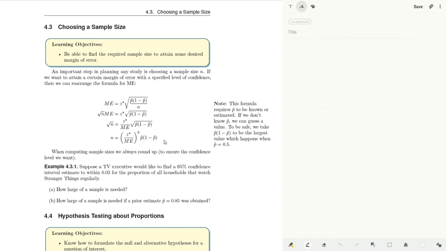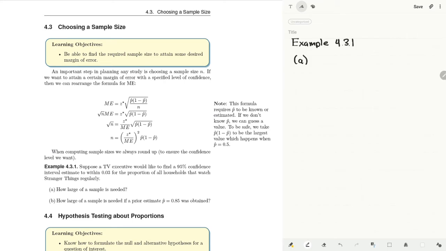Now this formula requires p hat to be known or estimated from a prior study. However, if we don't know what p hat is, then we can choose the value such that p hat times 1 minus p hat is the largest, which will happen if p hat equals 0.5. And whenever we calculate sample sizes, we should always round up to the nearest integer to ensure the level of confidence that we want to achieve.